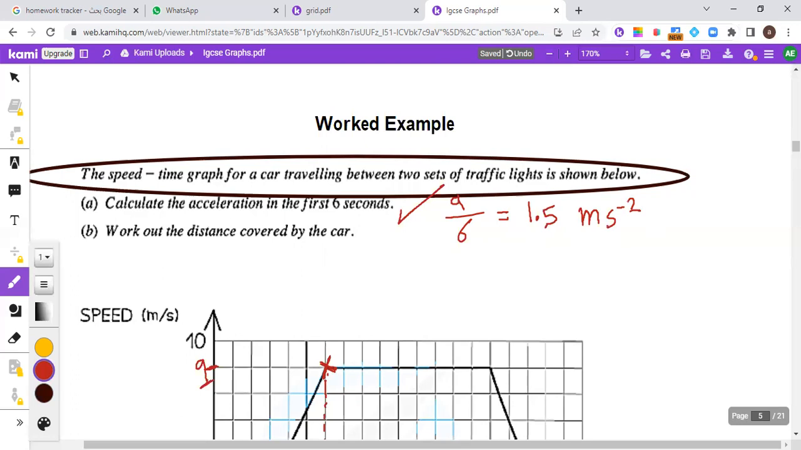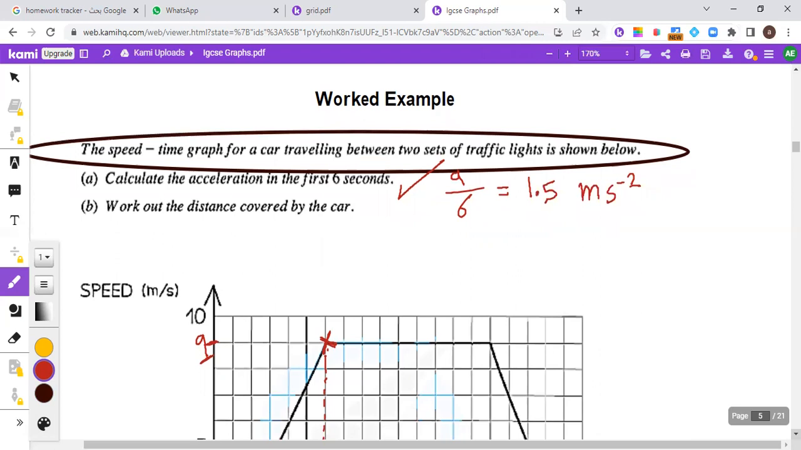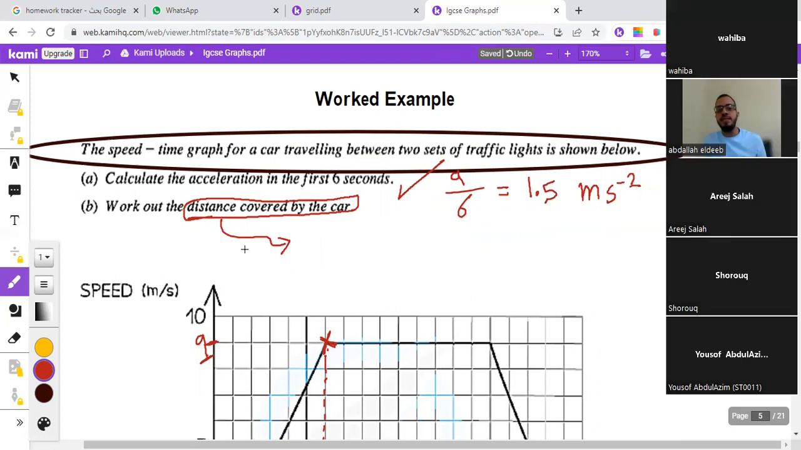of the acceleration. Work out the distance covered. Focus here. The distance covered is what? Once he asks you about the distance covered, he means that full distance. So we're gonna get the area. Yes, you need to find the area under the curve. The area under the curve.